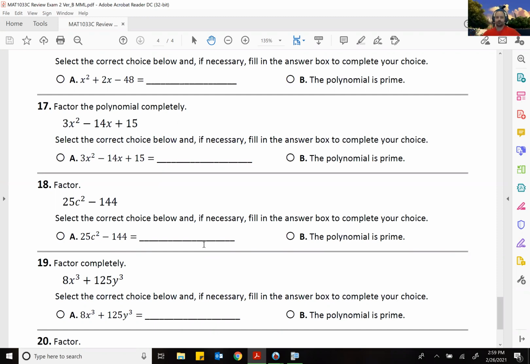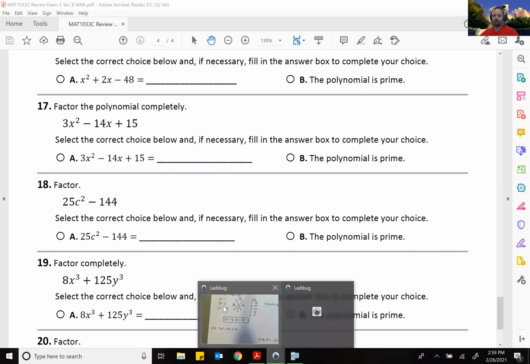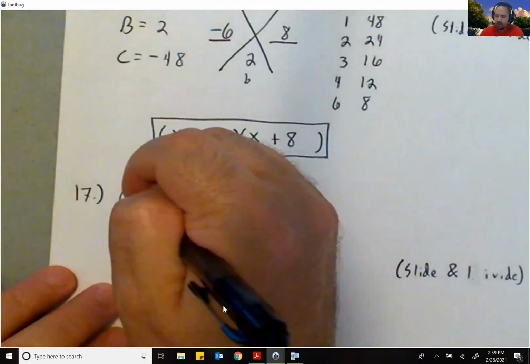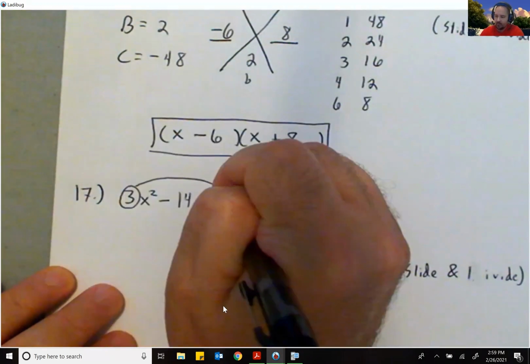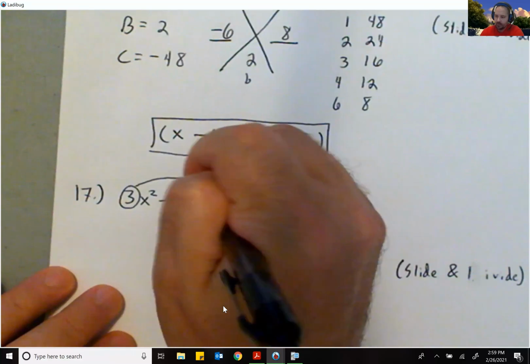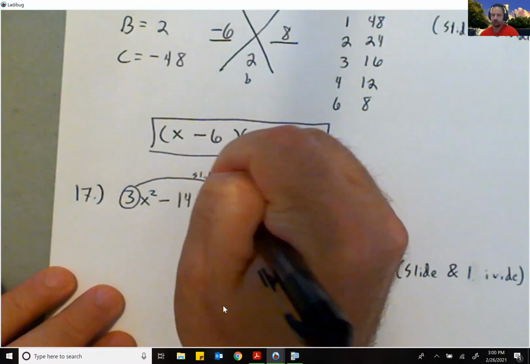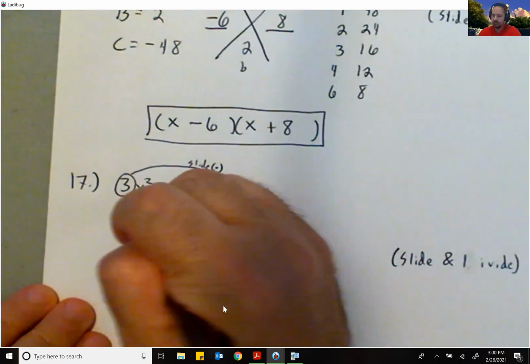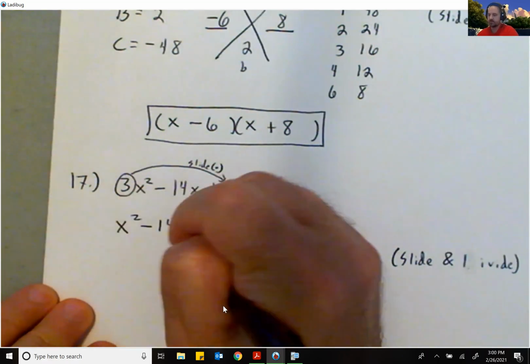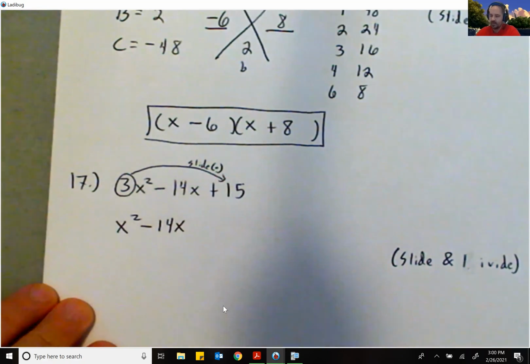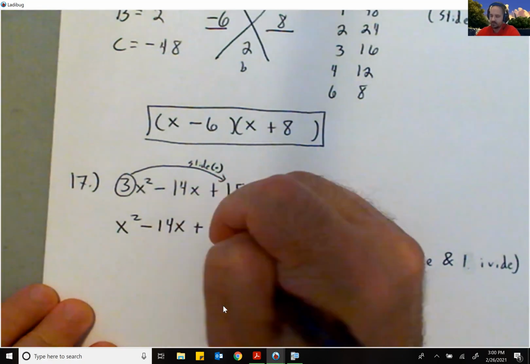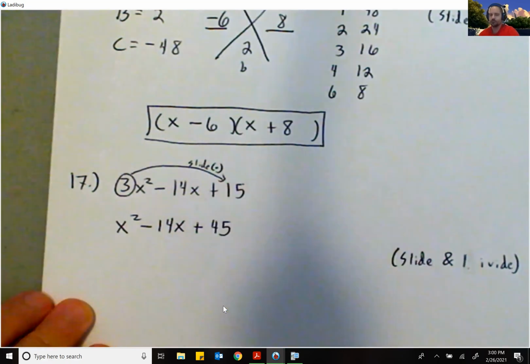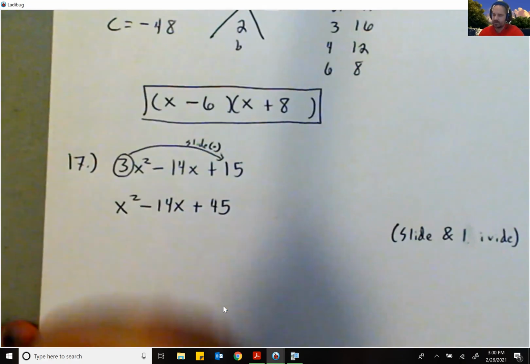Okay. So we're going to take our first number and slide it over by multiplying. That's going to give us x squared minus 14x plus 45. And now we play our x games.